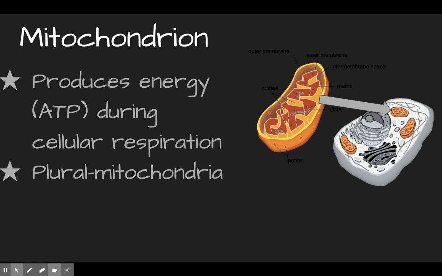So here we have the mitochondria. It produces energy, ATP, during cellular respiration. Now, right now, you are not going to need to know cellular respiration. Later on, you are going to need to know it in detail. But right now, do not focus on cellular respiration. You essentially need to know that mitochondria produces energy known as ATP.